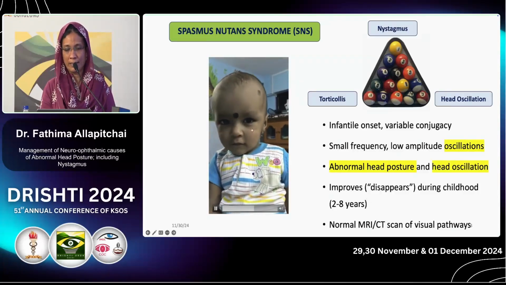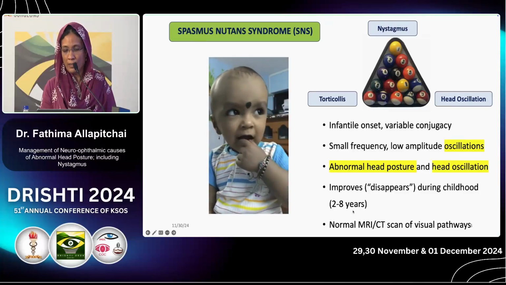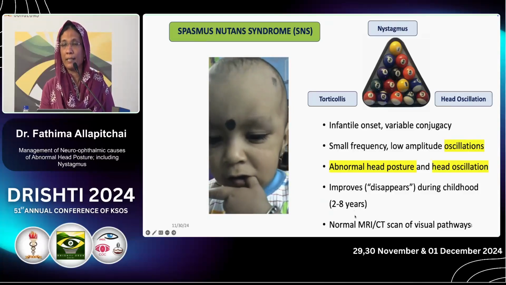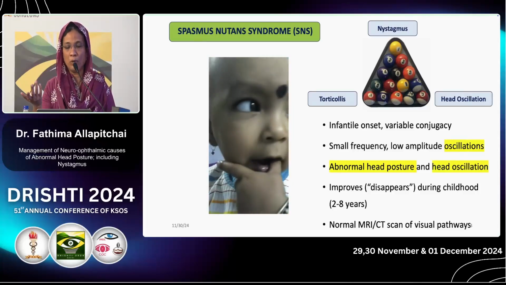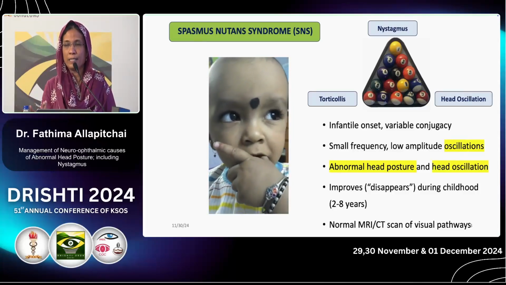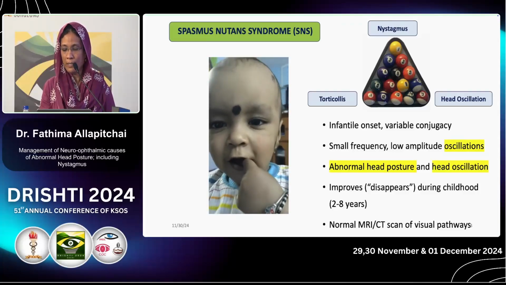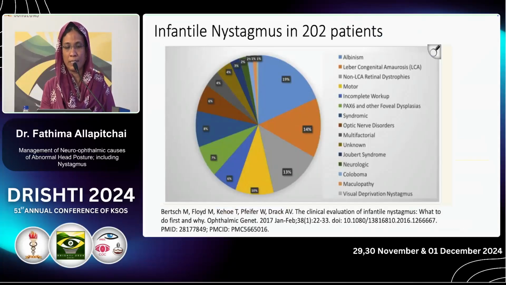You could see the thrust the child gave. But anyway, we have to image, because there could be some underlying neurological disorder also. We may not know which patient will be self-limiting at 2 to 8 years. So if the MRI is normal, we can reassure the patient.